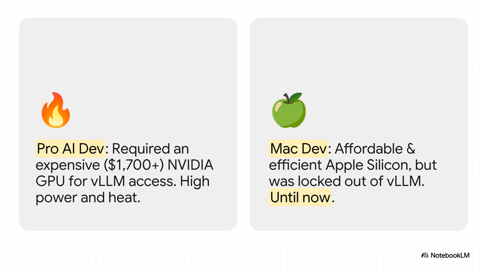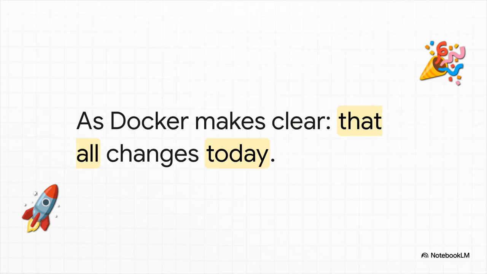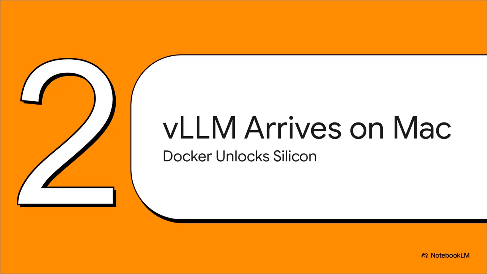And on the other side, well, that was all the Mac developers. You've got this beautiful, affordable, super efficient machine, but you were stuck on the outside looking in, locked out. Well, until now. Because that whole dynamic just got flipped on its head. Thanks to the team at Docker, that all changes. Literally today. So here's the solution we've all been waiting for. With the brand new update to the Docker Model Runner, the super powerful vllm inference engine is now unlocked for any Mac with Apple Silicon.